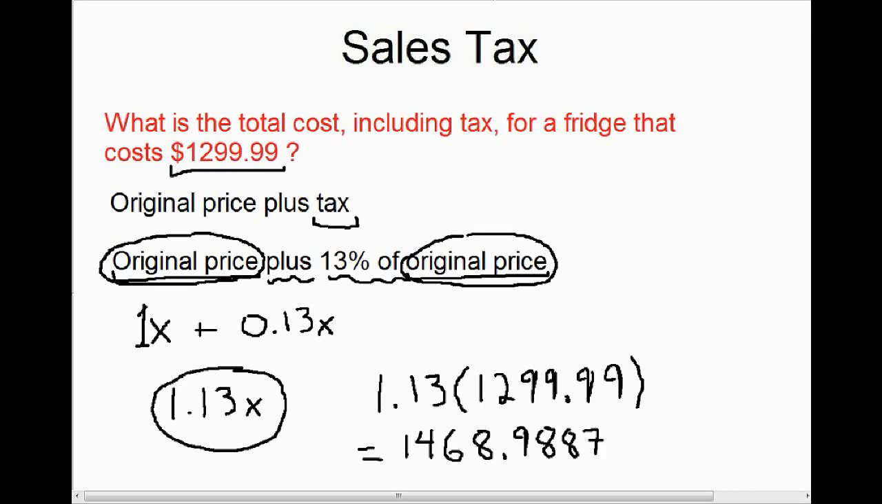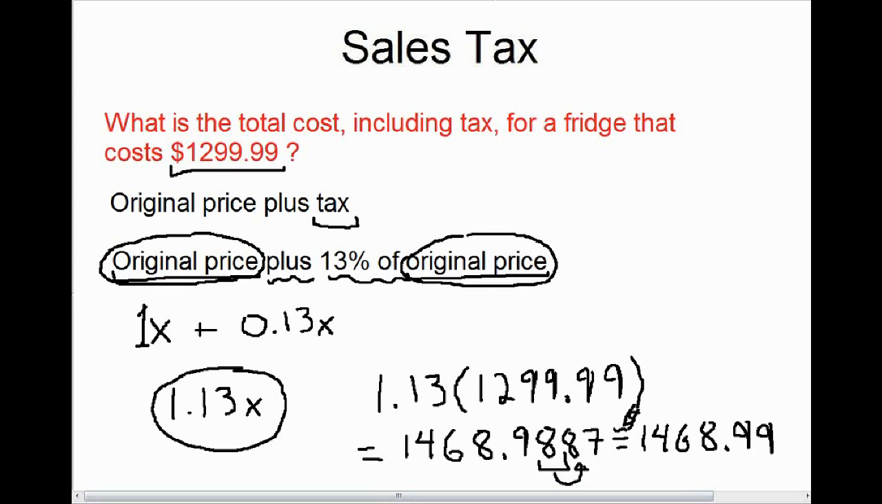And when I use my calculator to do that, I get this number, 1,468.9887. Well, once again here, we're dealing with money. And when we're dealing with money, we always have to round to the nearest hundredth. So when we're rounding, we always look to the first place to the right. Here I have an 8, so we round up to the nearest cent. The next cent going up is $1,468.99, which is the total cost for this fridge.